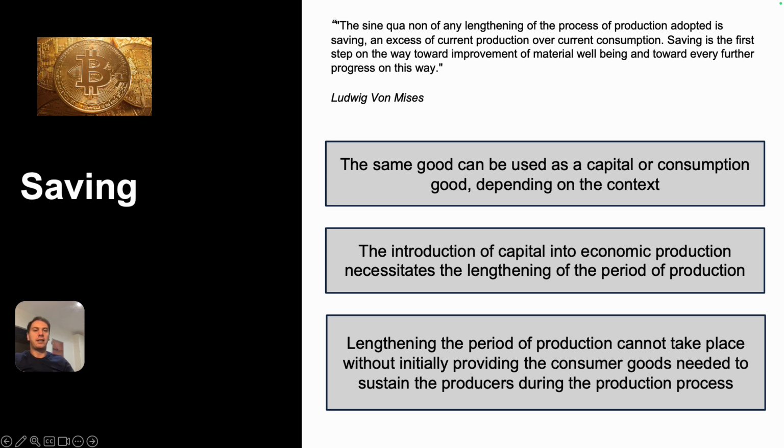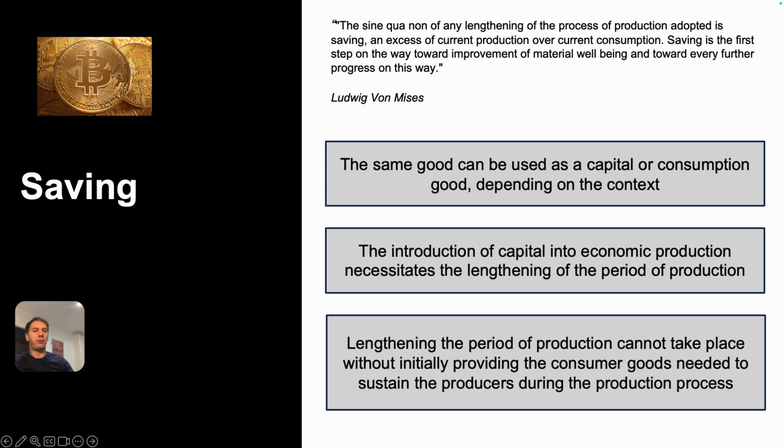In fact, the sine qua non of any lengthening of the process of production adopted is saving, an excess of current production over current consumption. "Saving is the first step on the way toward improvement of material well-being and toward every further progress on this way." And these were words of Ludwig von Mises.